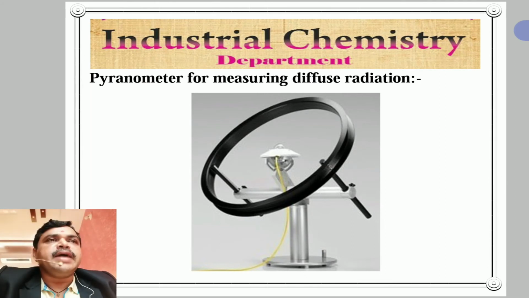This can be done by measuring at the center of a semicircular shading ring. The shading ring is fixed in such a manner that its plane is parallel to the plane of the path of the sun's daily movement across the sky, and it shades the thermopile element and the two glass domes at all times from direct radiation, so only radiation from the sky is received. So this is the pyranometer for measuring diffuse radiation.